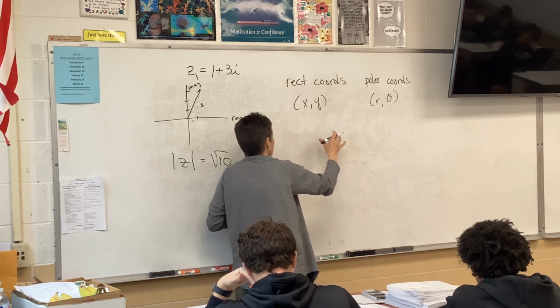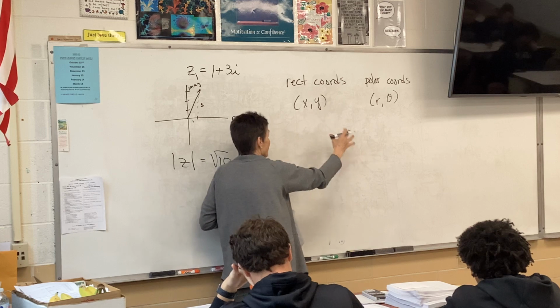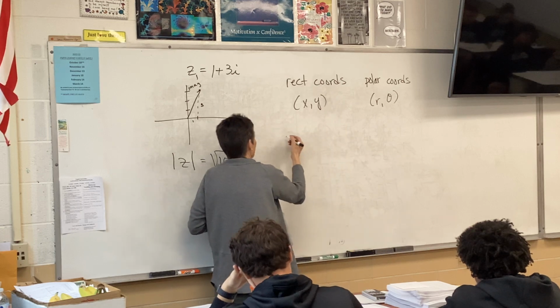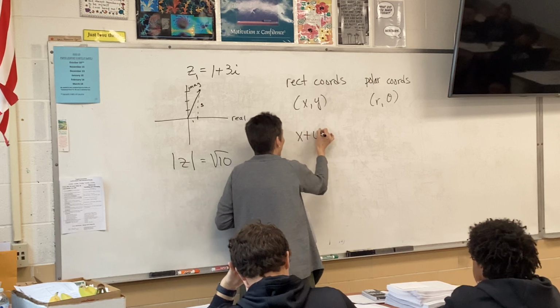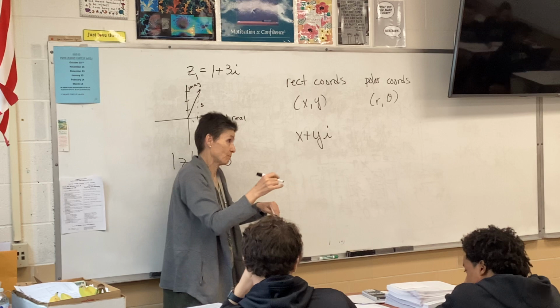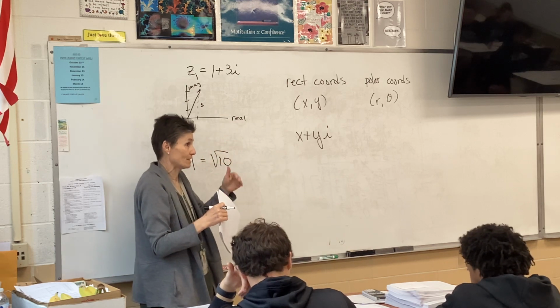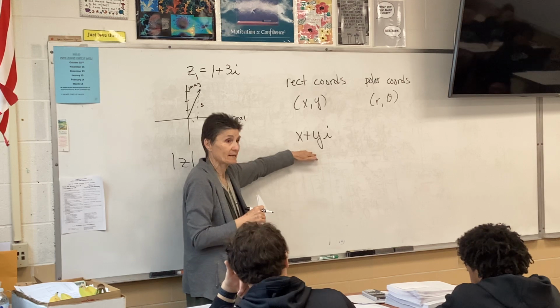Complex numbers, okay, these are coordinates, ordered pairs. Complex numbers can also appear in both forms. So this, x plus yi, is the complex form, or the rectangular form, of that number. This is called the complex or rectangular form.